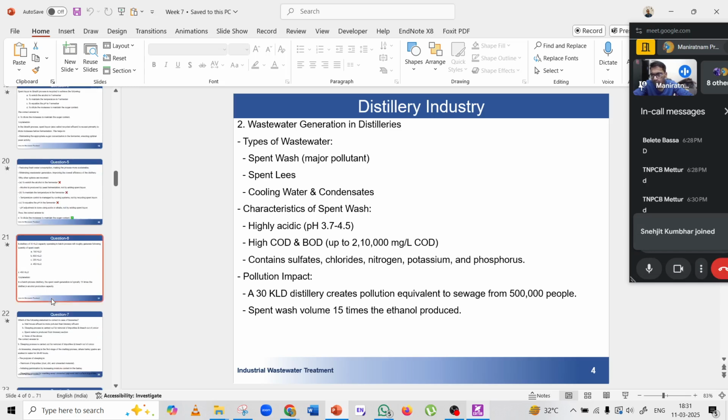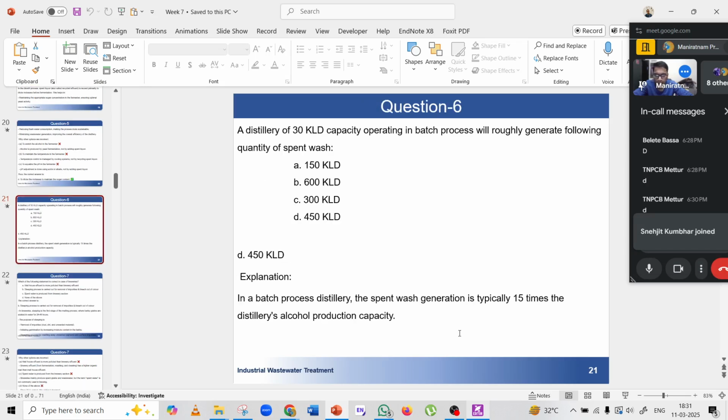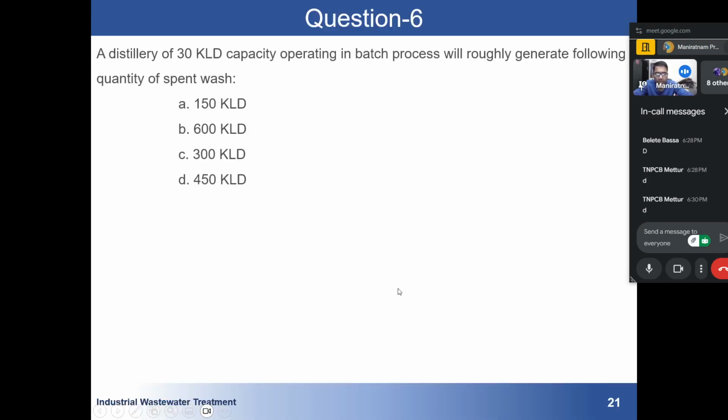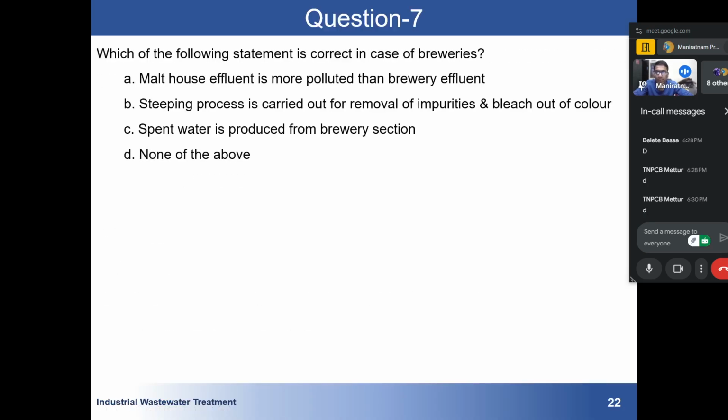Anyone have any doubt? In batch process, the spent wash is typically 50 times the distillery alcohol production capacity. Okay, which of the following statements is correct in case of breweries? Now we have come to beer production. Till now we were looking into alcohol production, now we are dealing with beer production.